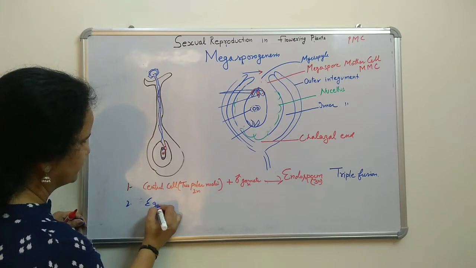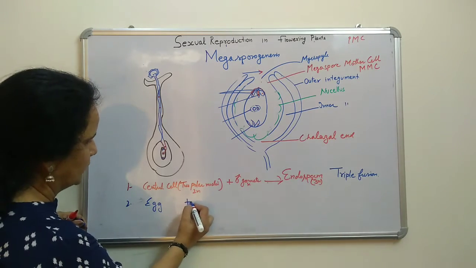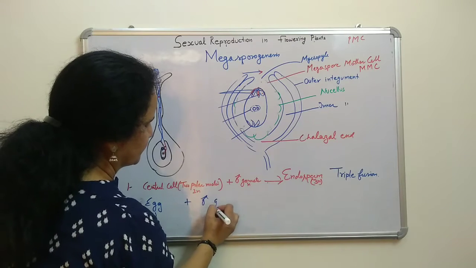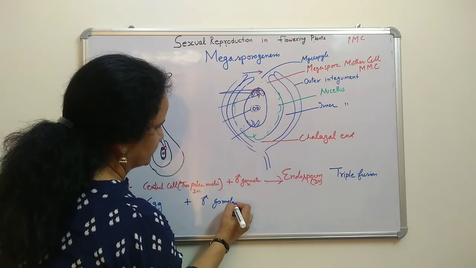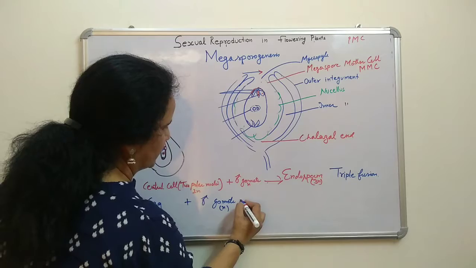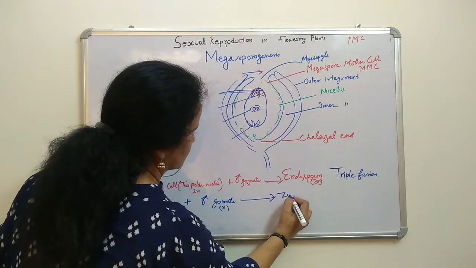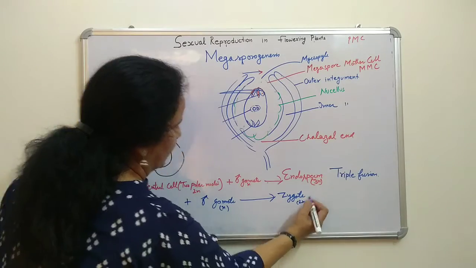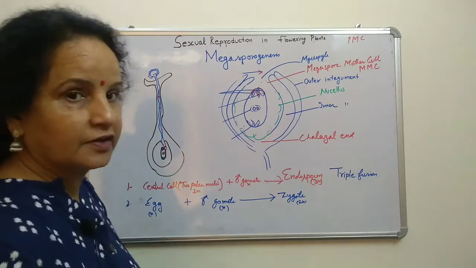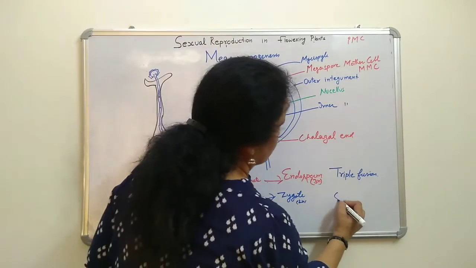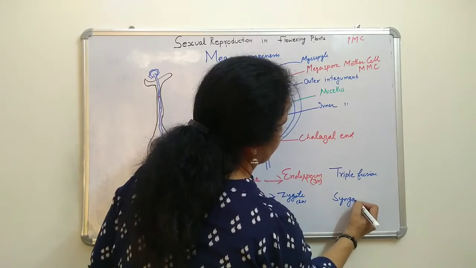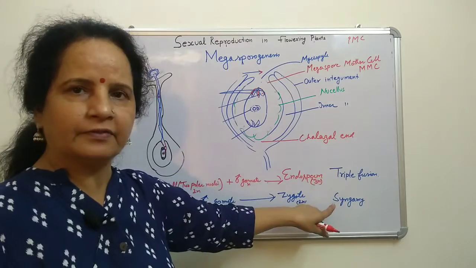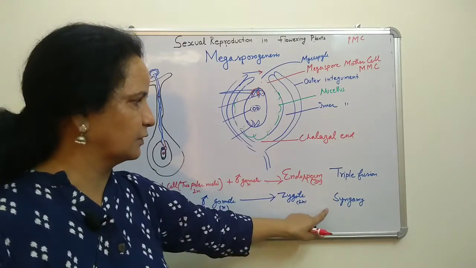The egg, or female gamete, is again haploid, and the male gamete is also haploid. They fuse together and form a zygote, which will become 2n. This type of fusion is called syngamy. Right? And you see that two types of fusion will take place: one is triple fusion, second one is syngamy.